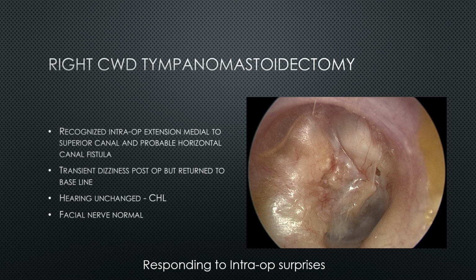The plan was canal wall up, or canal wall down, tympanomastoidectomy for cholesteatoma. And intraoperatively, the surgeon recognized pretty quickly that this involved the facial nerve and extended medial to the labyrinth, and this was not your run-of-the-mill cholesteatoma. And made the intraoperative decision to do the canal wall down and leave disease behind.